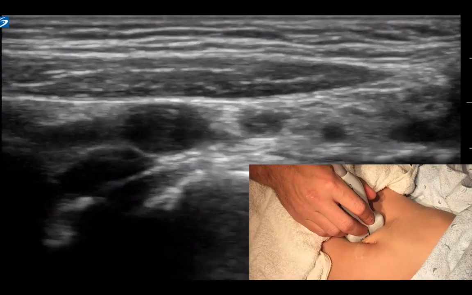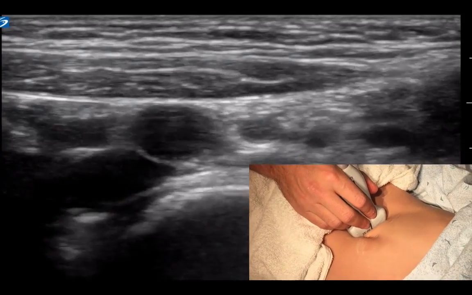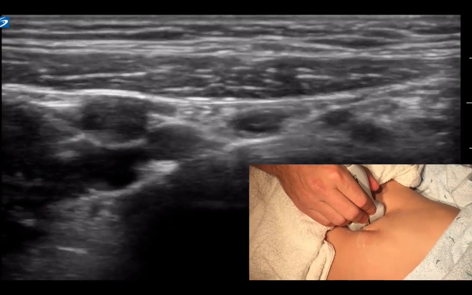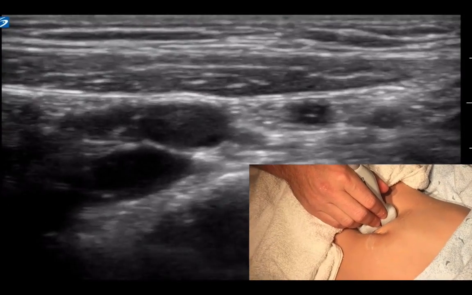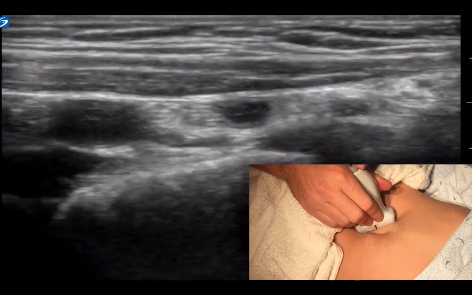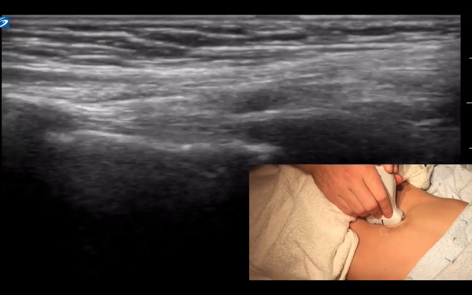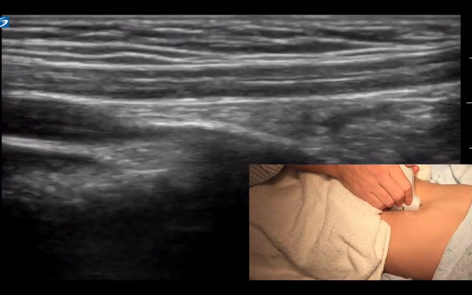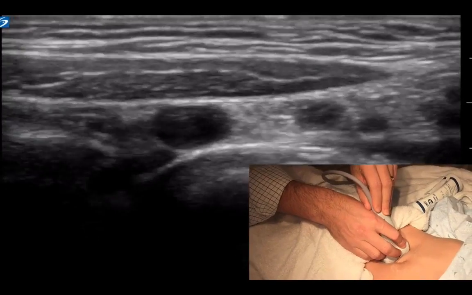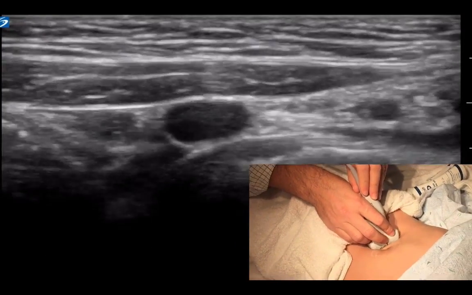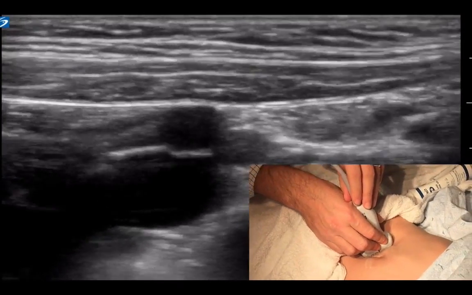The last part of the exam involves finding the tip of the appendix. This may be the most difficult part of the exam and should get done in both the long and short views. Without finding the tip of the appendix, we may not be certain that we aren't missing a tip appendicitis.